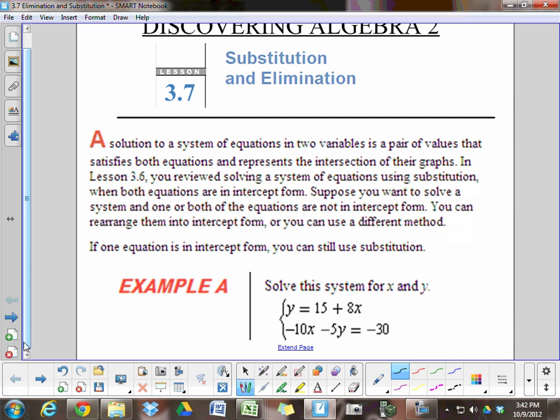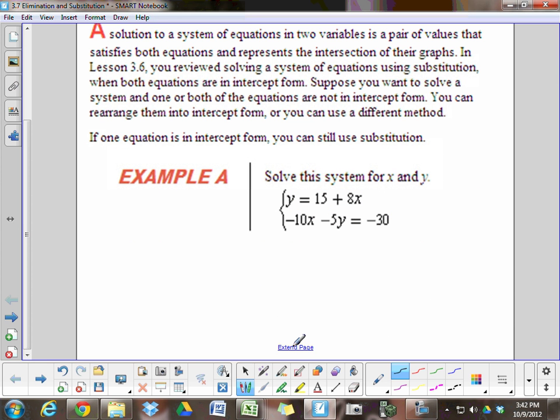If you don't have this example, go ahead and print it out. I put it on dashboard for you. I actually emailed it to you as a Google Doc. So in this system, we have y equal to 15 plus 8x, and the other equation is not in y equals form. It's in what's called general form, which we talked about in class today.